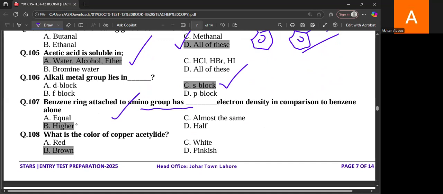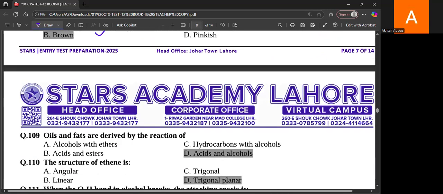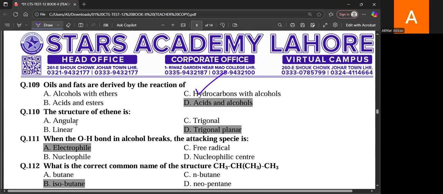What is the color of copper acetaldehyde acetylide? It's brown color. Your option is beta. Then oils and fats are derived from the reaction of acids and alcohols. The best option is delta. The structure of ethene is trigonal planar. What is the structure of ethene?